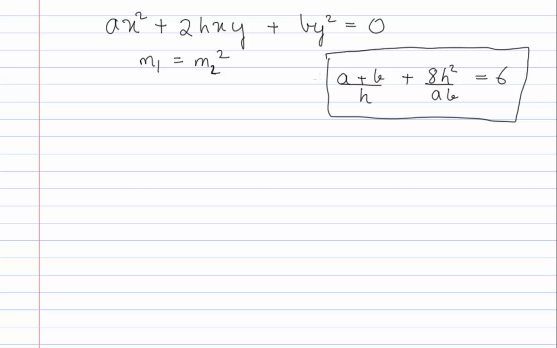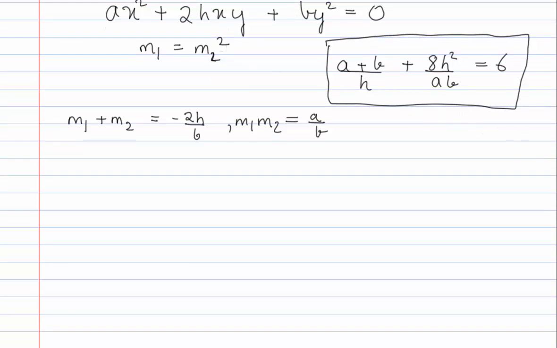Well, you might be remembering from the first video in which I derived the general formula for the angle between a pair of straight lines, I made use of these two relations. First of all, m1 plus m2, the sum of the slopes, is equal to minus 2h upon b, and I made use of m1 times m2, the product of the slopes, is equal to a upon b, where a, b and h are definitely the coefficients of this general equation.